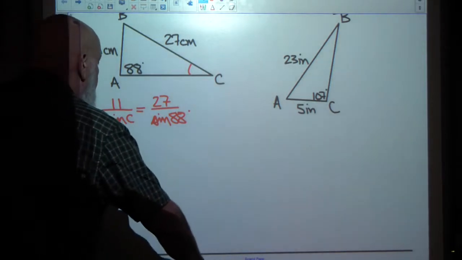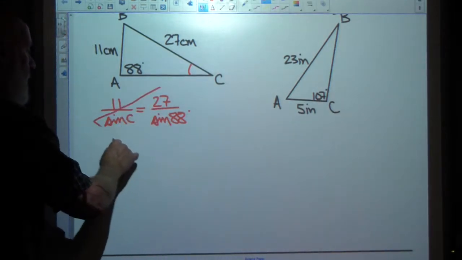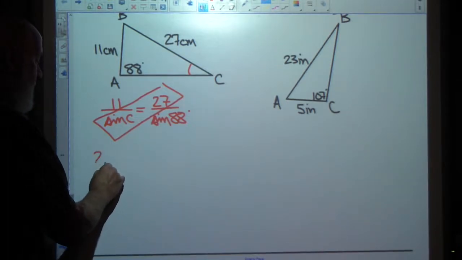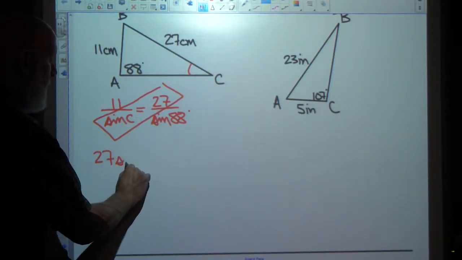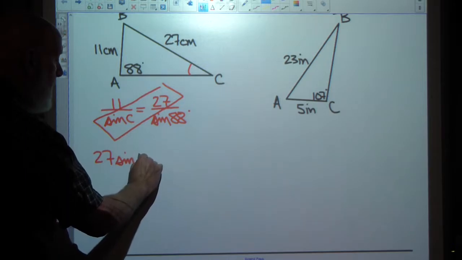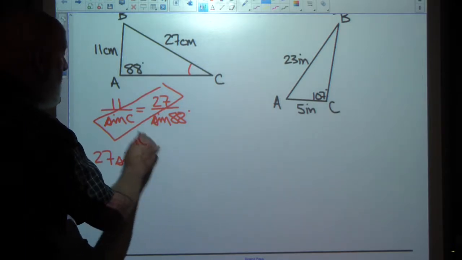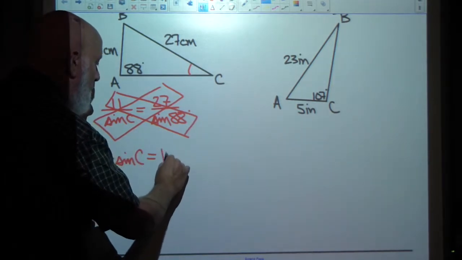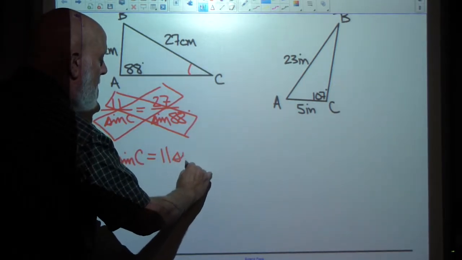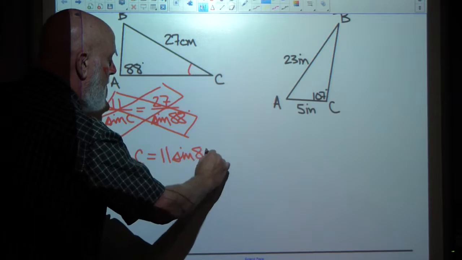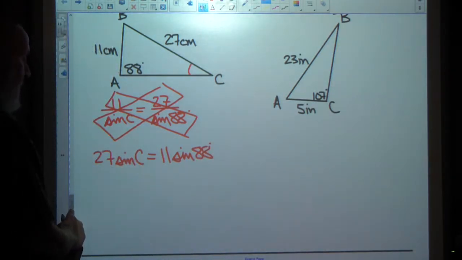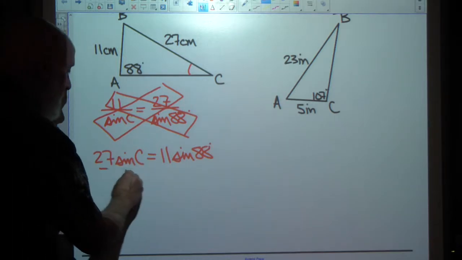Now, I'm going to cross multiply, because my variable's in the denominator. I'll have 27 sine C is equal to 11 sine 88. Trying to isolate sine C, so I'm going to divide both sides by 27.